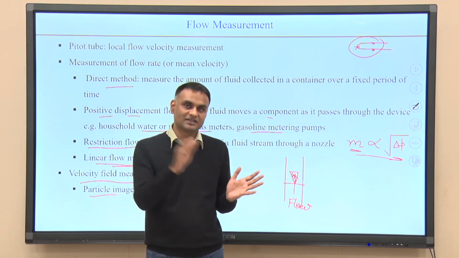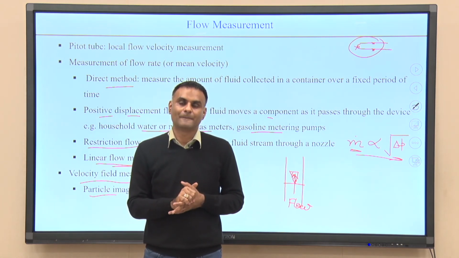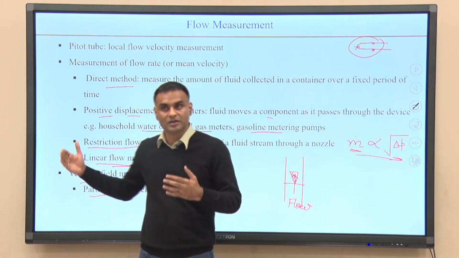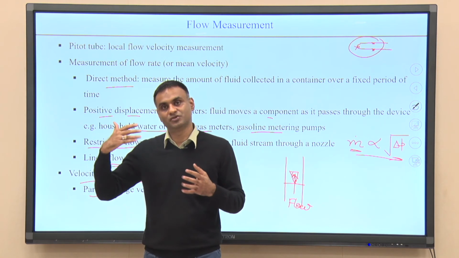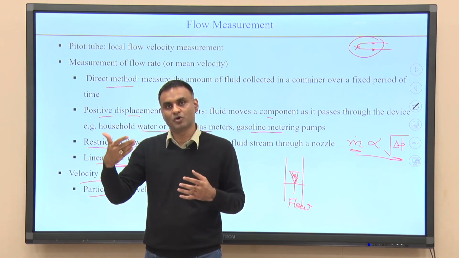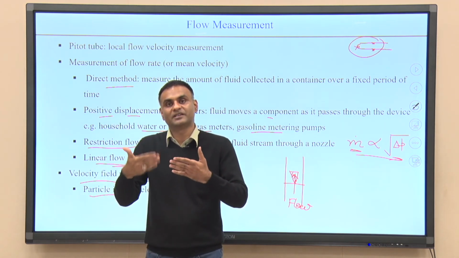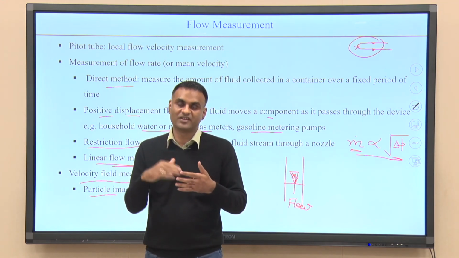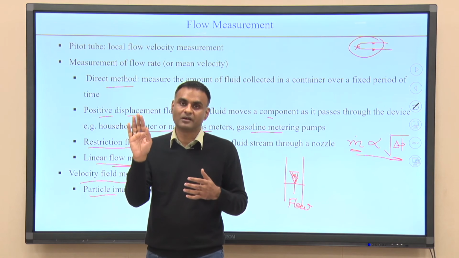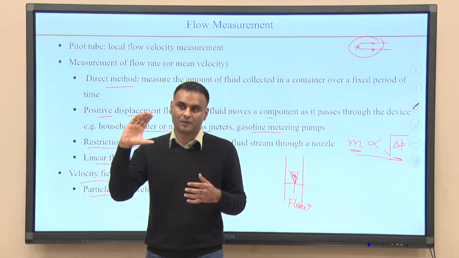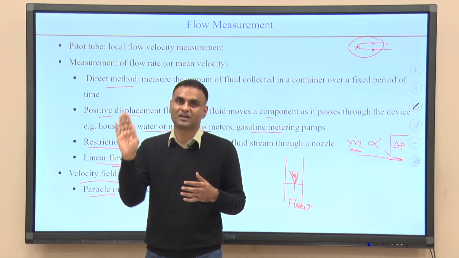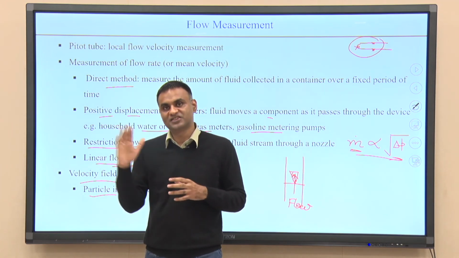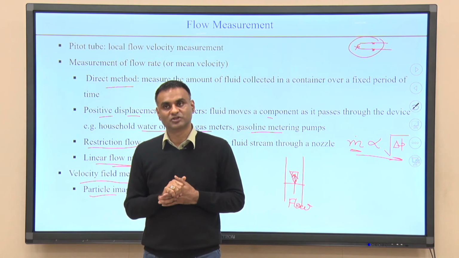The other technique, the same technique, but there the advantage is that when you want to take pictures, the channel in which you take the image of the flow needs to be transparent, then only you will be able to take the pictures. If your pipe is curved, then you need to put in some technique so that the pipe curvature effect is nullified or minimized. So, all the challenges come into particle image velocimetry.